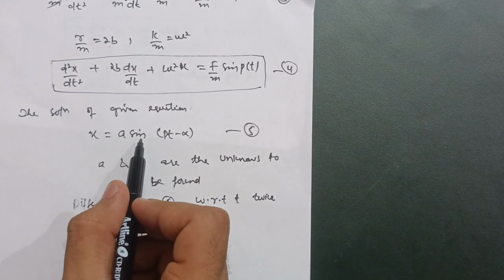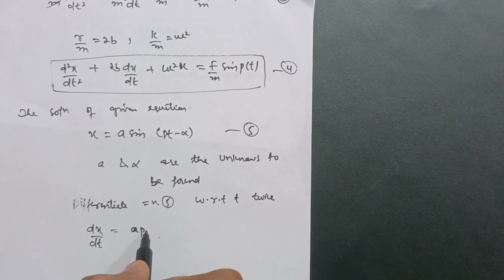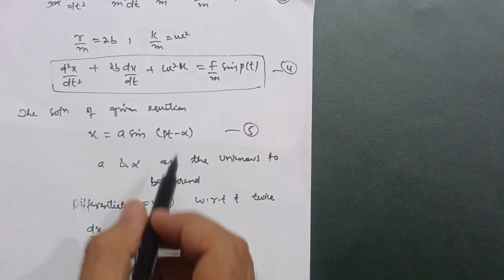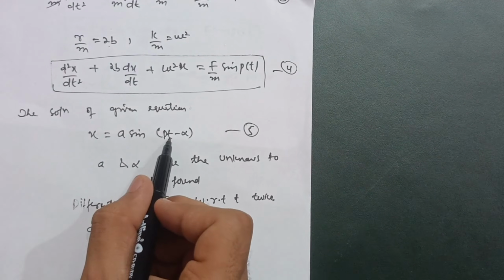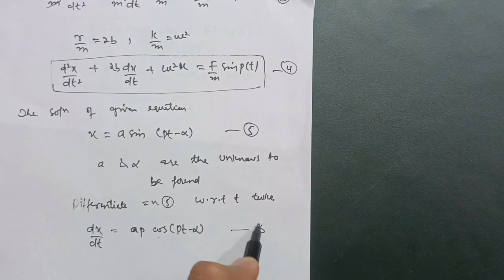What is the differentiation of sine? The differentiation of sine is cos. So I can write cos of pt minus alpha, and the internal differentiation of pt becomes p only, since the differentiation of t is 1, so I can write p outside. This will become ap cos of pt minus alpha. This is your sixth equation.